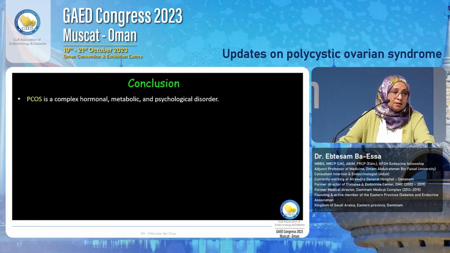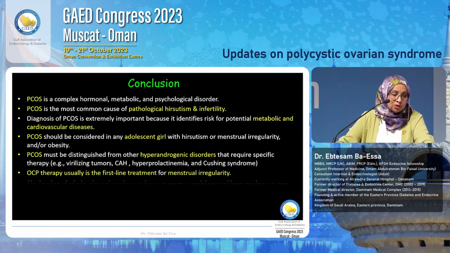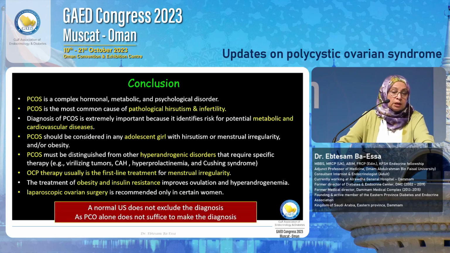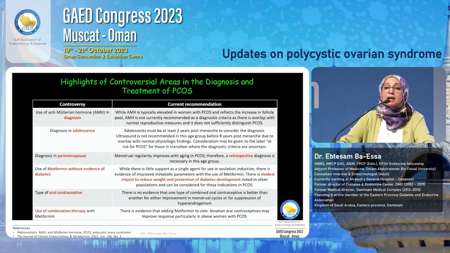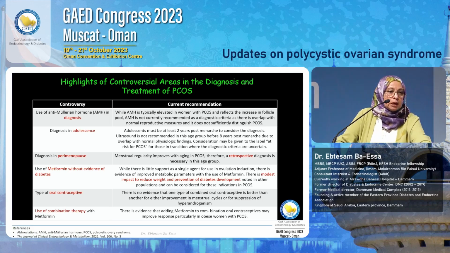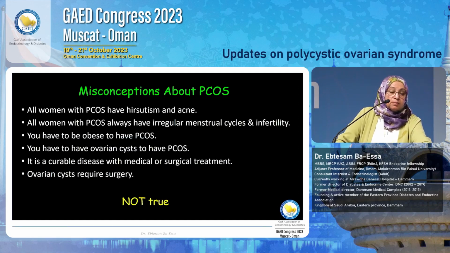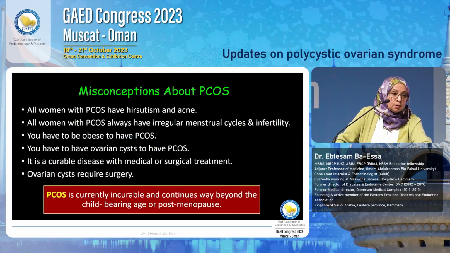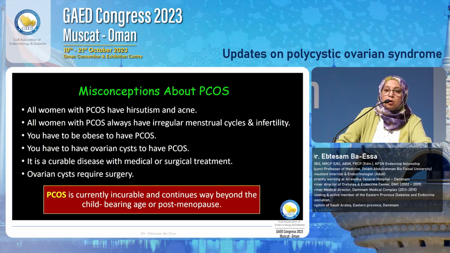And with that, I would just conclude here. I will just skip this because of the time. Just only a normal ultrasound, I would re-emphasize on this, does not exclude the diagnosis, and the presence of ovarian cyst does not confirm the diagnosis. We are left with still many debates and controversies, including also using the anti-Mullerian hormone for making the diagnosis around adolescence, menopause, and so on. So these are the misconceptions, and polycystic ovary disease is currently an incurable condition and a continuous process.